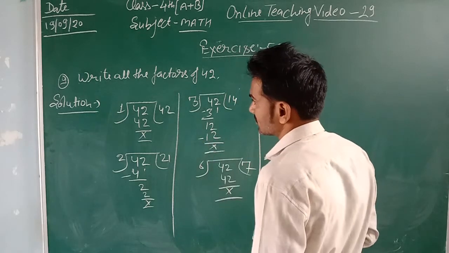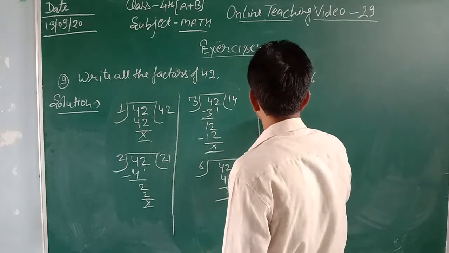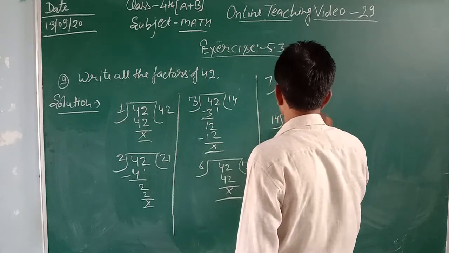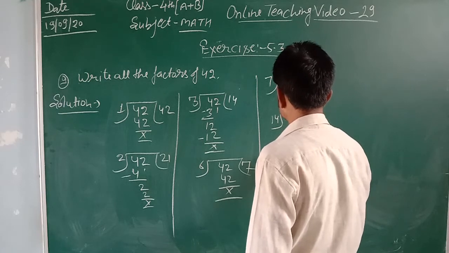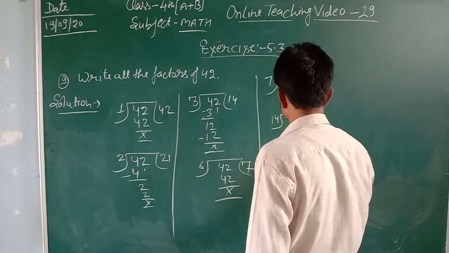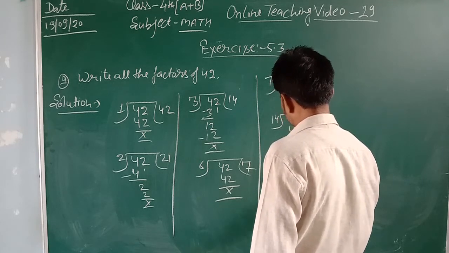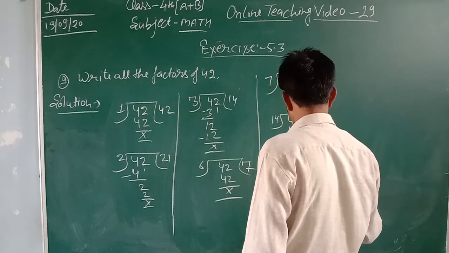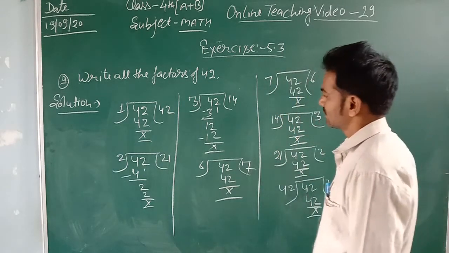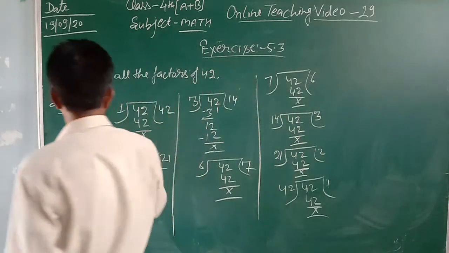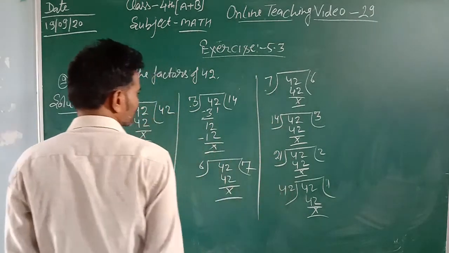Now 42 is not divisible by 8, 9, 10, 11, 12 and 13. It is divisible by 14. 14 3 जा 42, 21 2 जा 42, 42 1 जा 42. So all the factors of 42 are 1, 2, 3, 6, 7, 14, 21, 42.